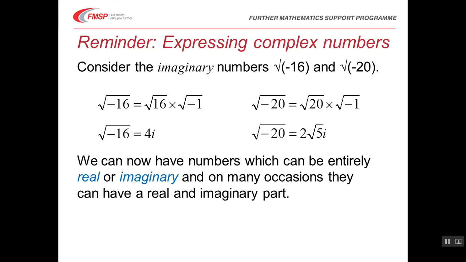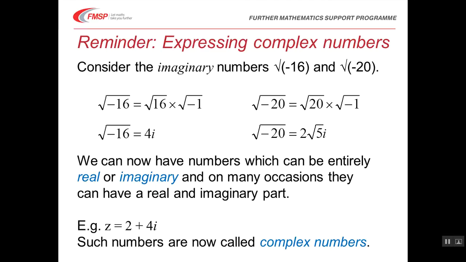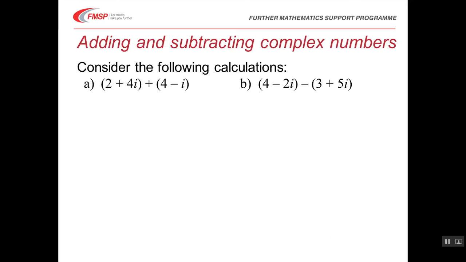So we can now have numbers which are entirely real, or in this case entirely imaginary, and on many occasions these numbers can have a real and an imaginary part. For example, z equals 2 plus 4i, and such numbers are now called complex numbers. So we're going to look at adding and subtracting complex numbers.